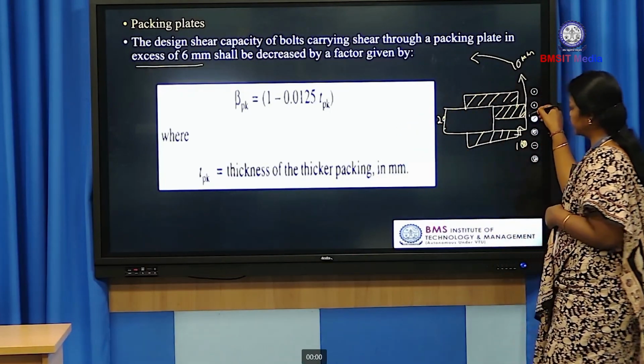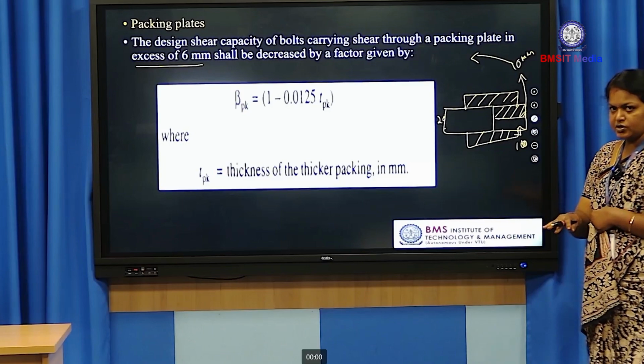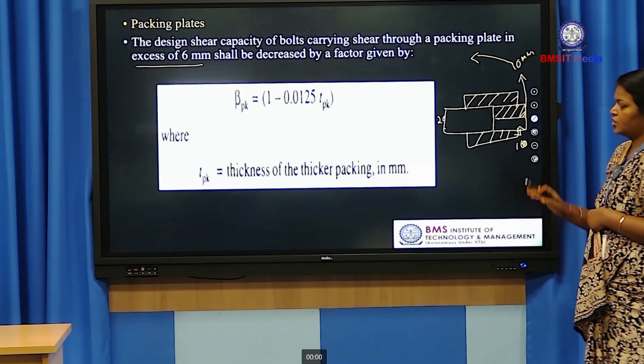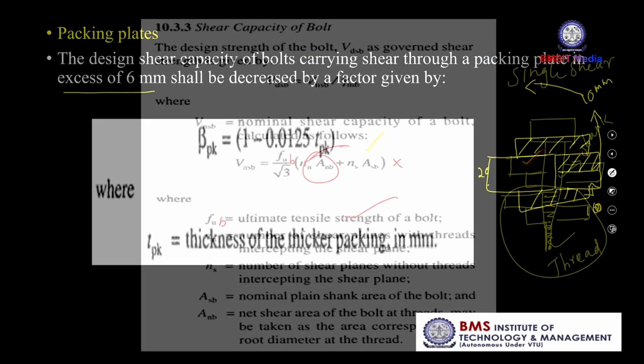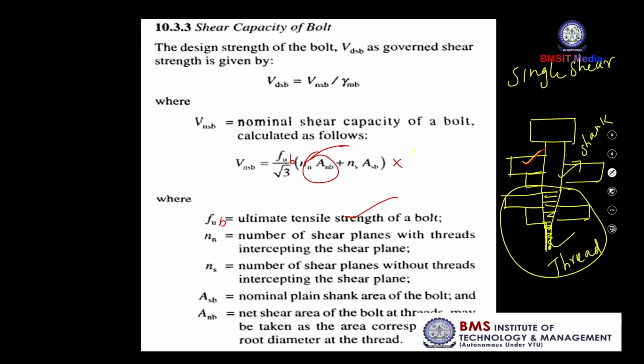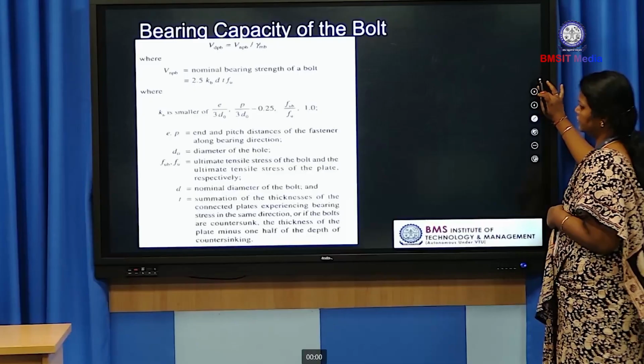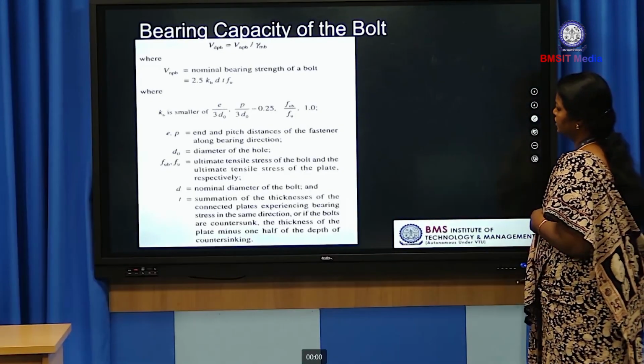Due to this packing plate, the shearing capacity of the bolt is decreased. So, we have to add this reduction factor, beta pk for the packing plate, in this formula. So, next one.